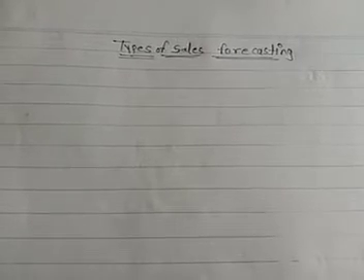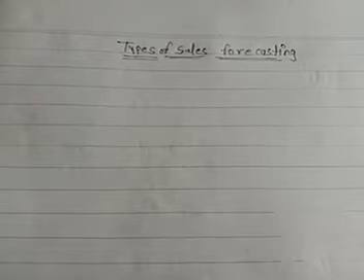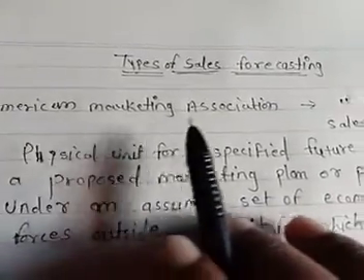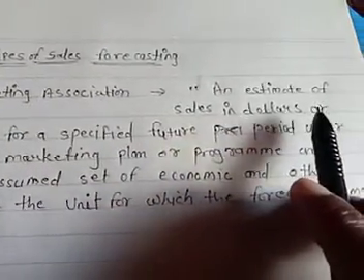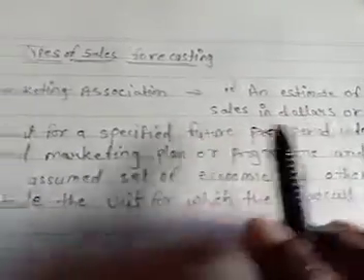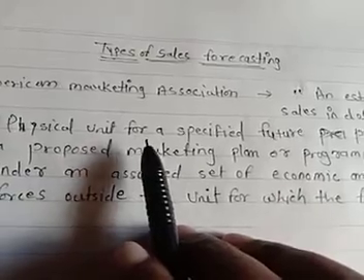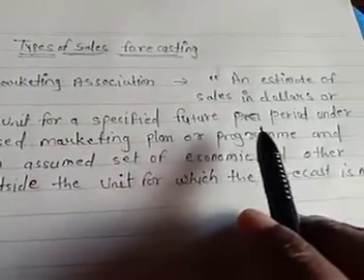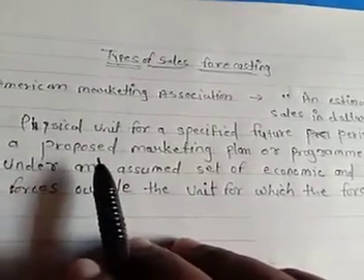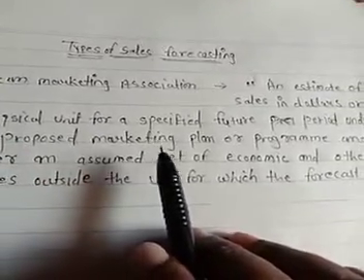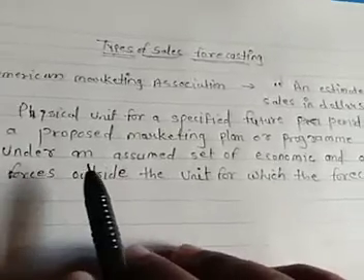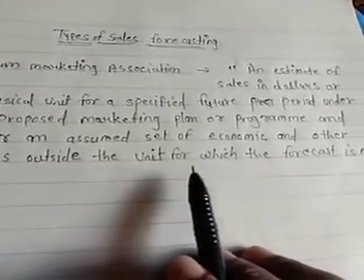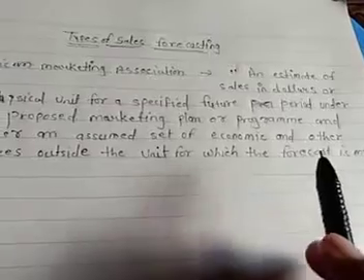According to the American Marketing Association, a sales forecast is defined as an estimate of sales in dollars or physical units for a specified future period under a proposed marketing plan or program and under an assumed set of economic and other forces outside the unit for which the forecast is made.